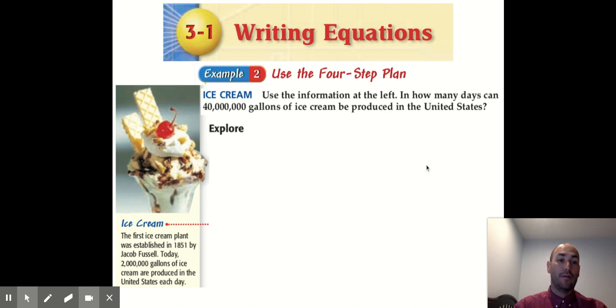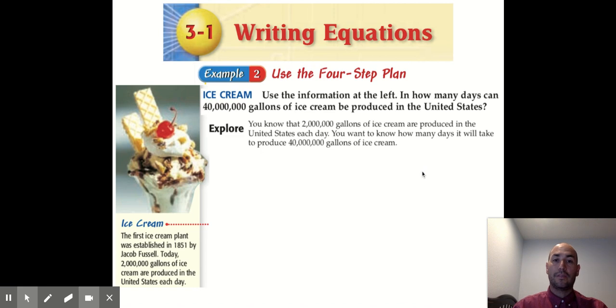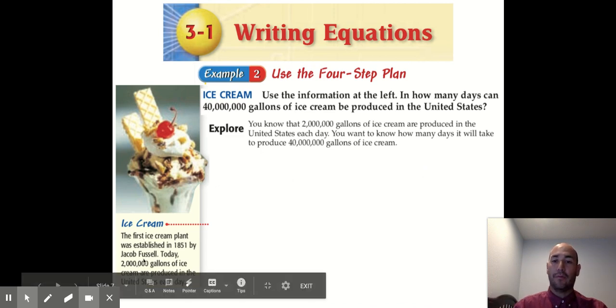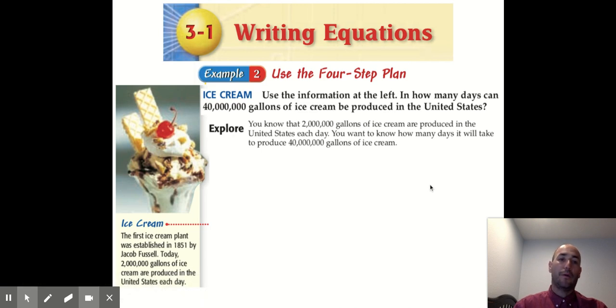So let's start with step one, exploring the problem. We noticed that 2 million gallons of ice cream, information given over here, was produced in the United States each day. And we want to know how many days it's going to take to produce 40 million gallons of ice cream.